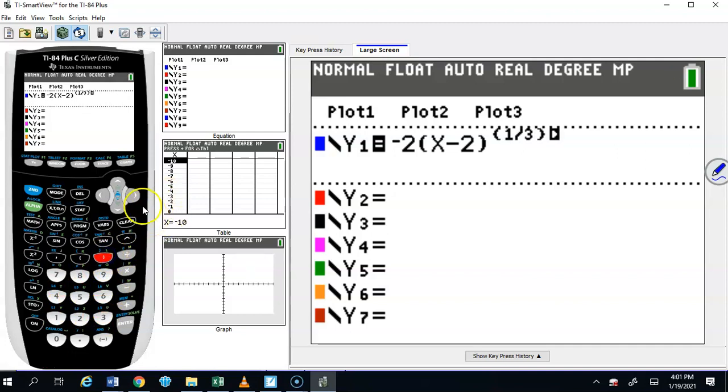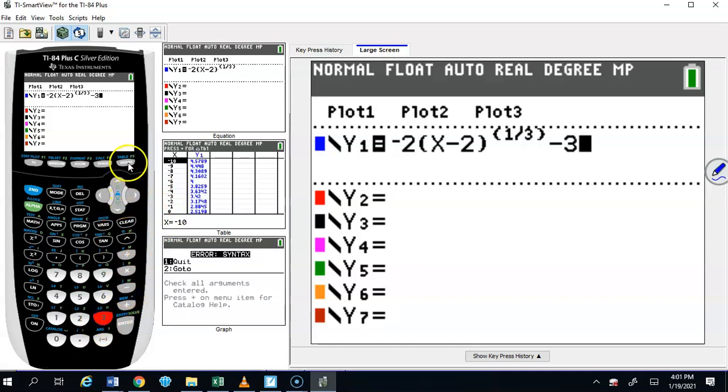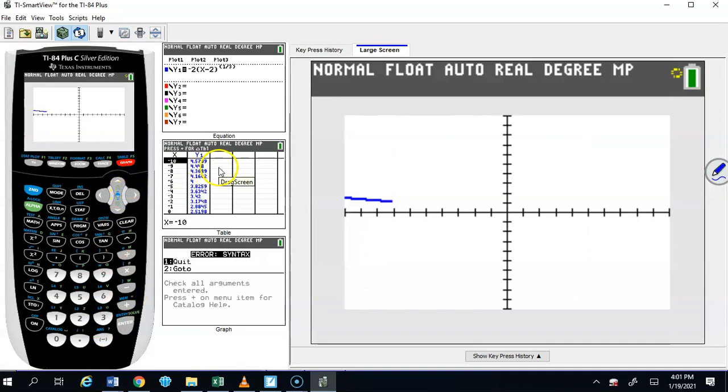And then we're going to click back out here, and we're going to subtract the 3. Okay, so let's graph this thing and let's see what it looks like. So yes, it looks like a reflection, doesn't it? Because the other one started low and it ended high. This one starts high and ends low, okay?